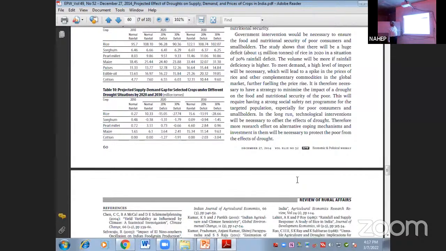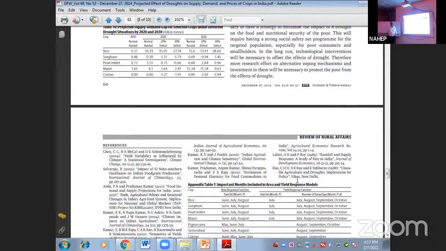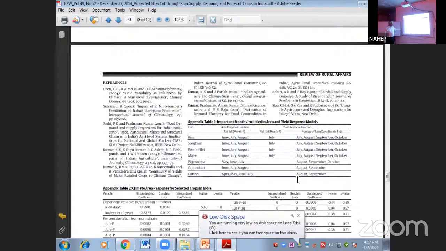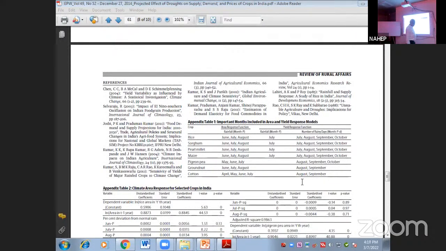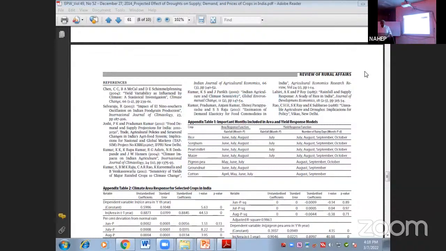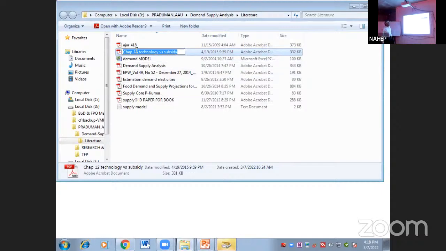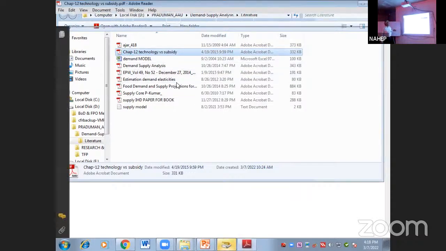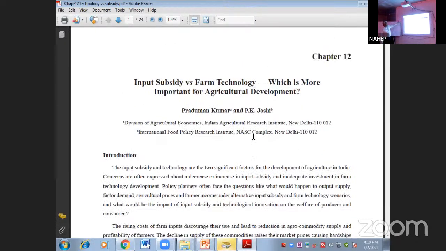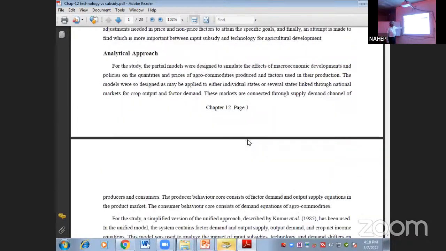Once we submitted, the journal would say cut it, but they published it as such. Not a single word has changed. I think you'll enjoy it once you read it, along with another paper on impact of technology. This paper also covers input subsidy. Joshi and myself worked on this. Joshi came here, no?